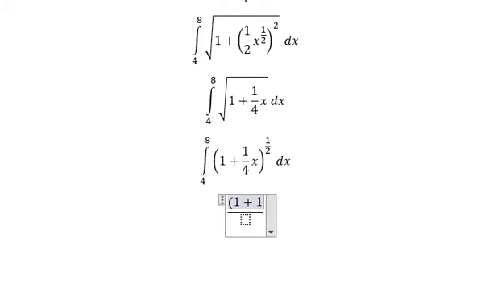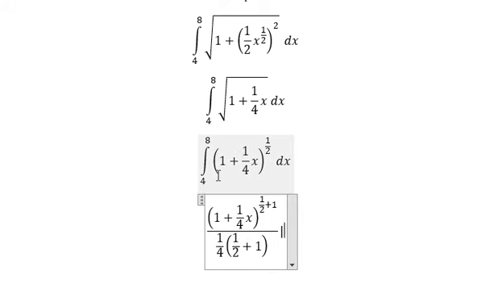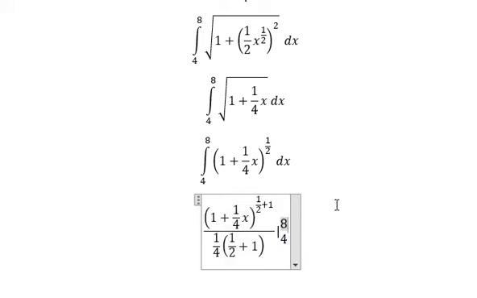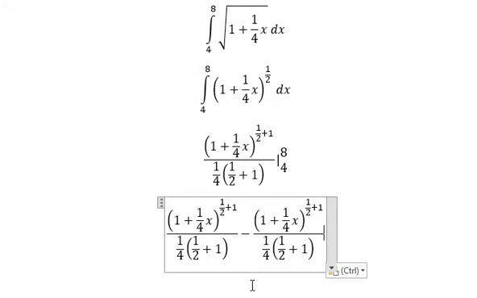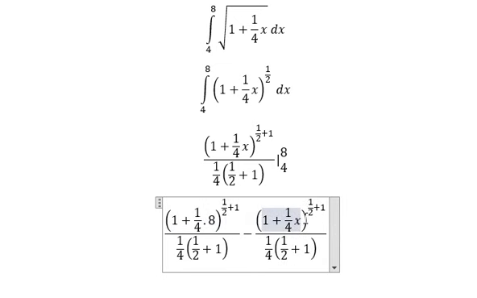1 plus 1 over 4s to the power of 1 over 2 plus 1. Because we still have coefficient next to s, so we put 1 over 4 and the power in here. Now we put the bounds from number 4 to number 8. And now we put number 8 in here and number 4 in here.